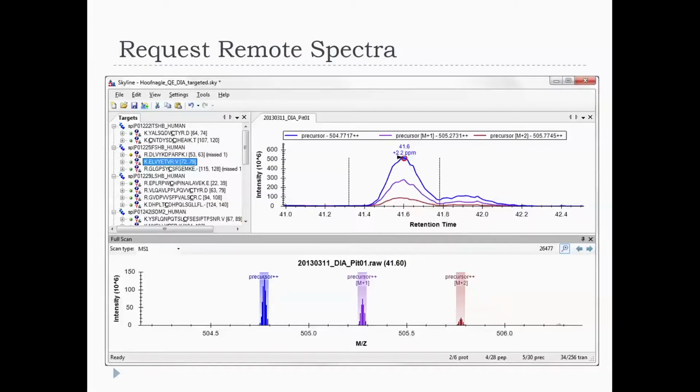This is actually DIA data, Hufnagel QE DIA targeted. We had a set of things, and I came across this one. This is actually looking at the precursors, not the product ions. As we've said, you can extract the precursors and the product ions when you do DIA, and at this point I'm looking at the precursors. Who can tell me what's going on over here?